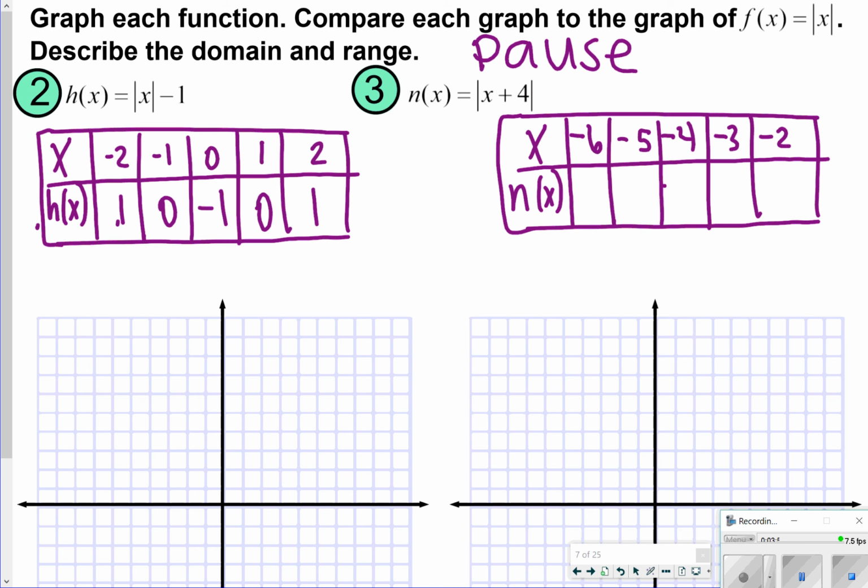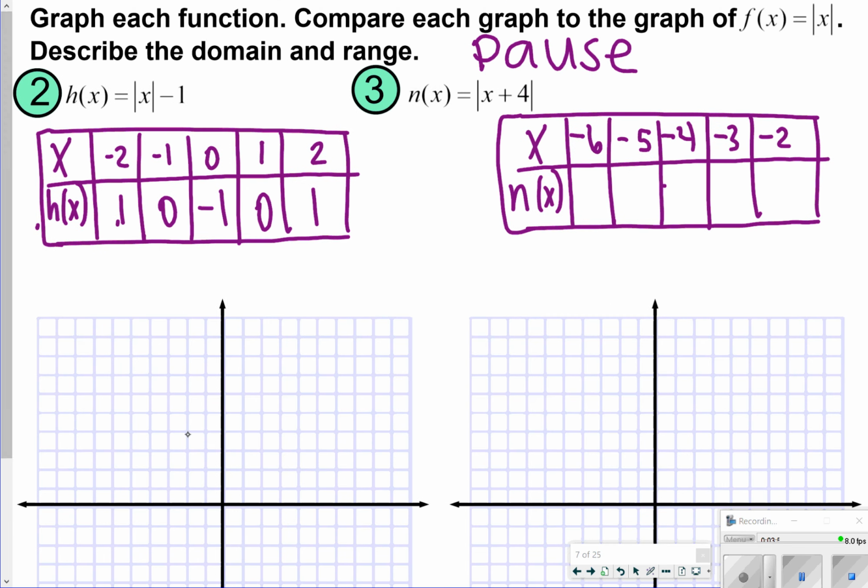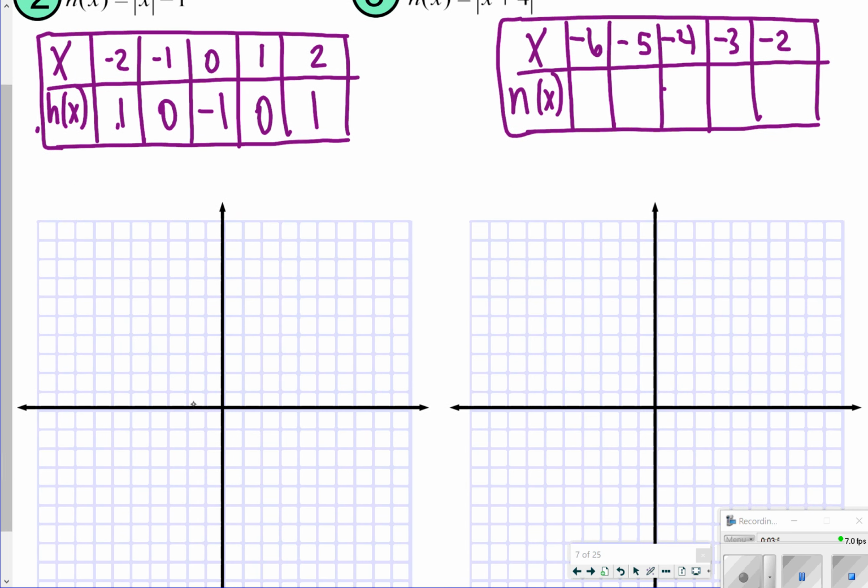Okay, so what I've gone ahead and done for number 2 is fill in my table, and now I'm ready to plot my points. So I have (-2, 1), (-1, 0), (0, -1), so there's my vertex, (1, 0), and (2, 1).